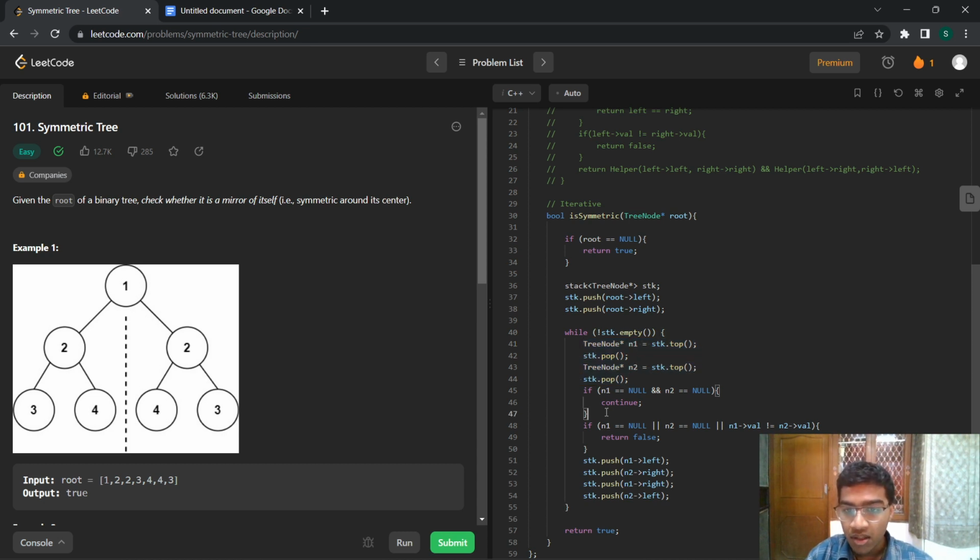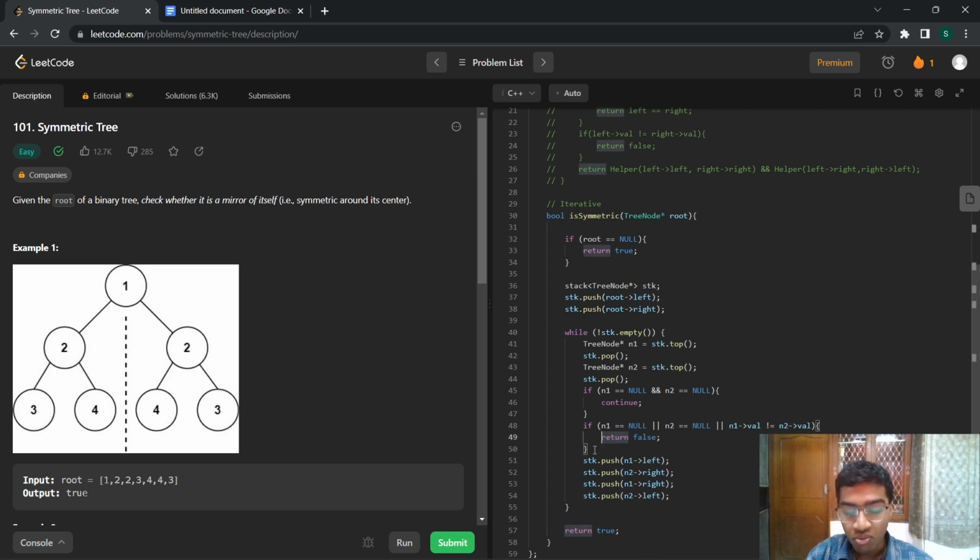Now similarly, I check if both of them are null. What will it mean? That we have reached the end of a particular subtree and we can move ahead to the next subtree, or if there are any elements remaining. So we just continue and reach here again and check if the stack has elements, and we go on. Otherwise, if only one of them is null, or both of them are not null but the values don't match, say this was 2 and this was 3, then the values don't match and we return false.